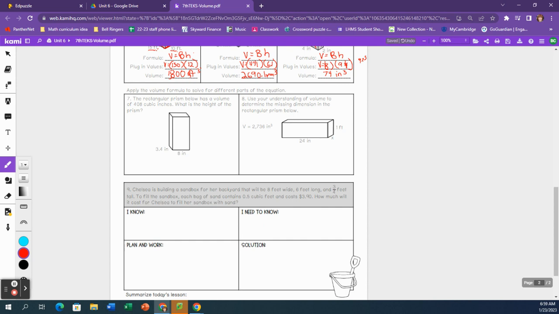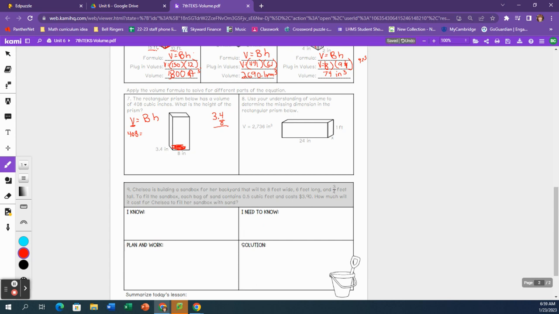The rectangular prism below has a volume. Okay, so volume equals big B times H. We know the volume. The volume is 408. Can we figure out anything else? Well, it doesn't look like we have a height, but it looks like we can get this base down here. So we can say 3.4 times 8 and get our big B.